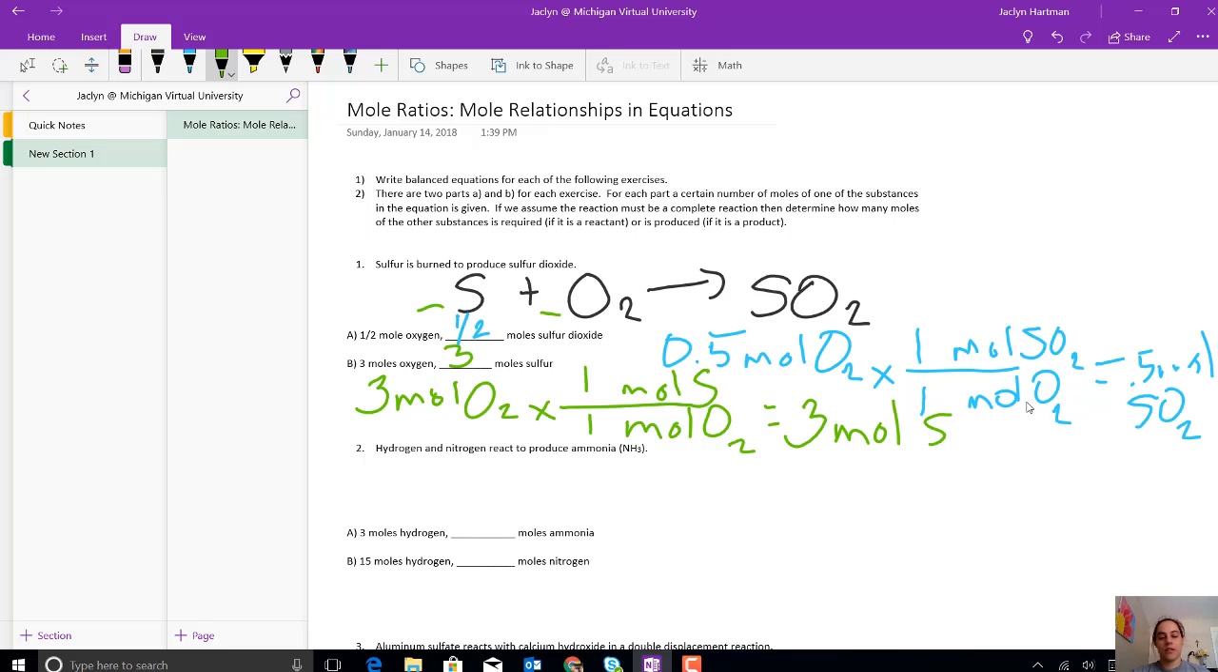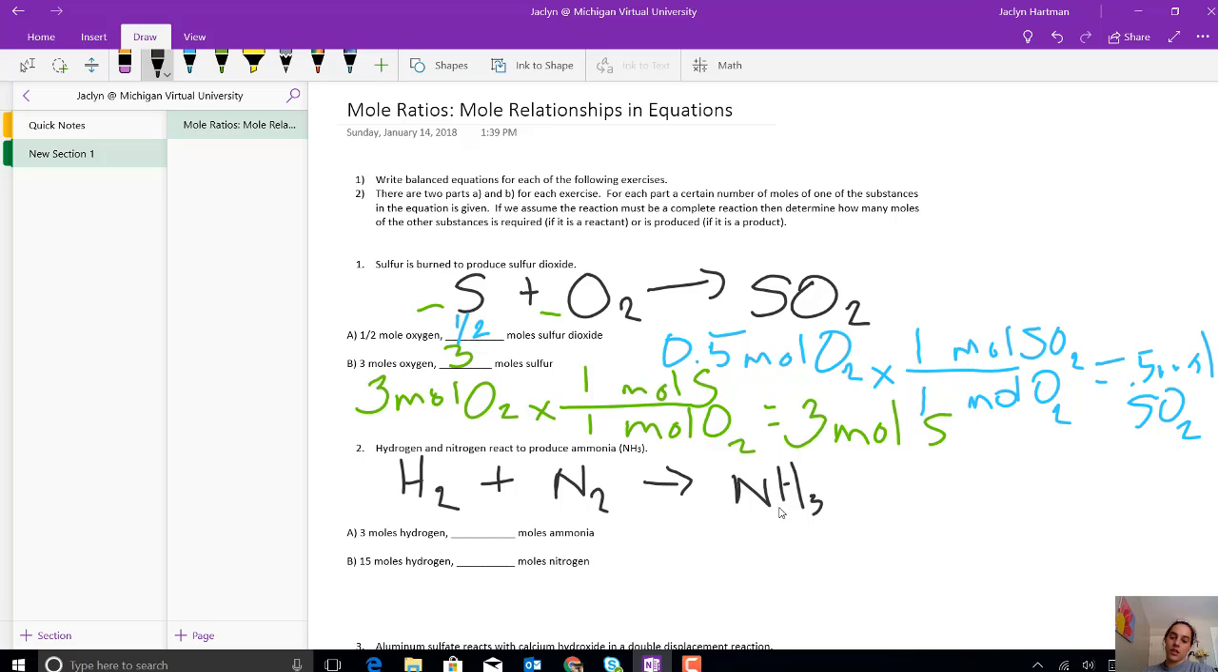Simple enough? Let's try it when we don't have coefficients that are all 1-to-1 ratios. Okay, so let's try a reaction where hydrogen and nitrogen react to produce ammonia, which is NH3. Hydrogen is one of our diatomics, so it's H2. Nitrogen is also diatomic in nature, so it's N2. And it's going to produce NH3.